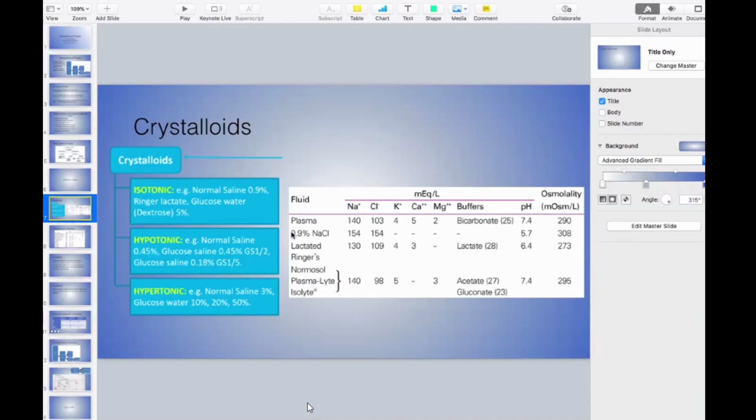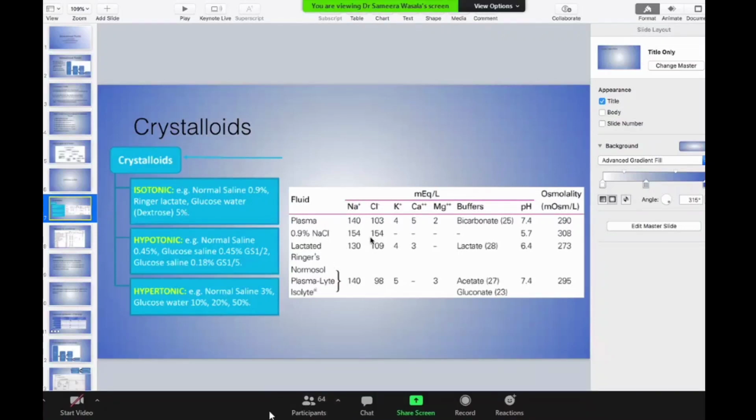But you may not have seen this Plasma-Lyte solution. You can see the sodium chloride has only sodium and chloride, and the ionic composition is sodium 154, chloride 154. It is acidic, with a pH of 5.7 compared to the plasma pH, and the osmolarity is around 308. In Ringer's lactate, in addition to sodium and chloride, it has potassium and calcium, and the lactate. These two solutions you must have seen in your ward.